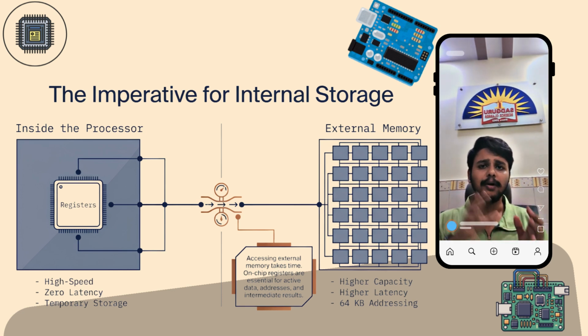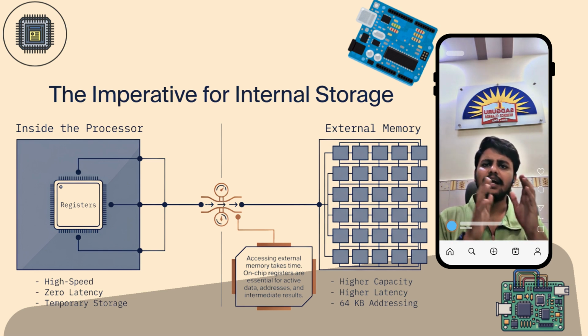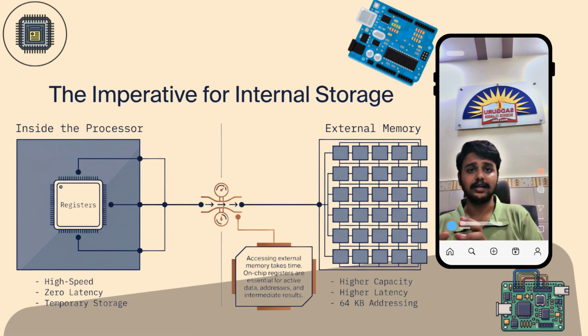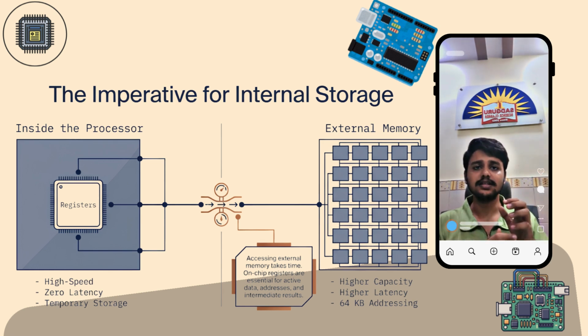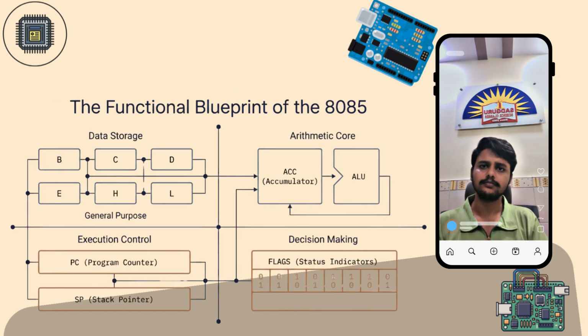Registers are small but high-speed storage locations located inside the microprocessor. They are used to temporarily store data, instructions, addresses and intermediate results during the process of execution. Because registers are part of the processor itself, they are much faster than accessing external memory. The Intel 8085 has a set of general purpose registers which include B, C, D, E, H and L. Each of these registers is 8 bits wide, meaning they can store 8 bits of data.